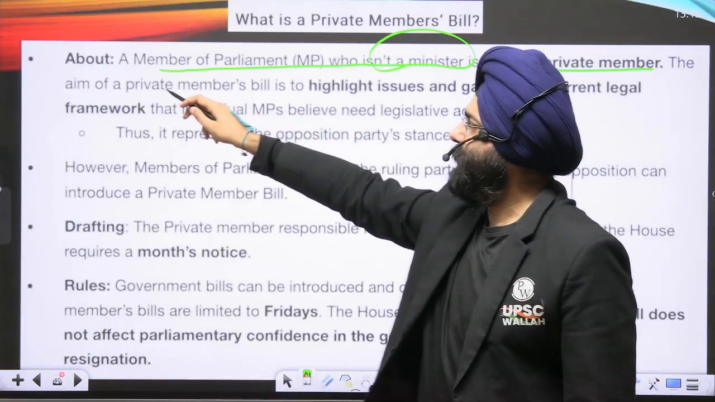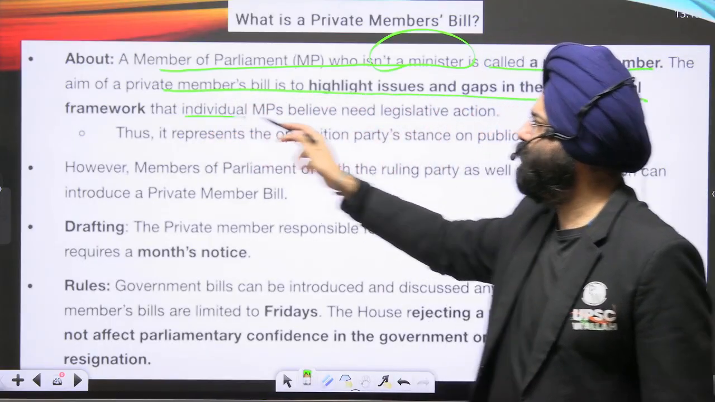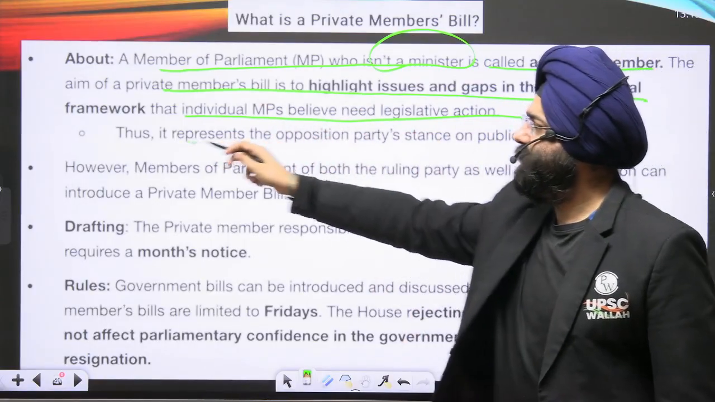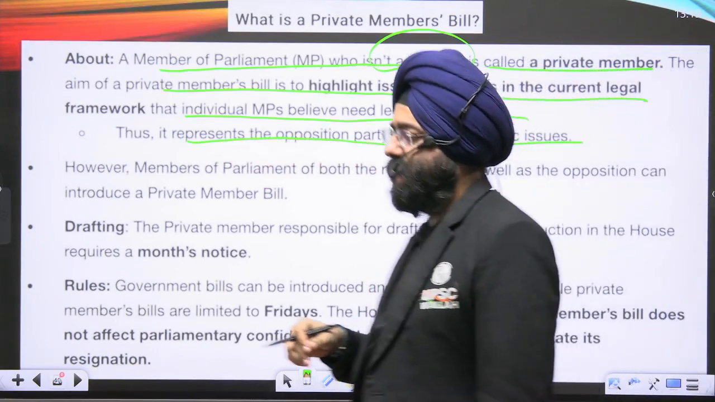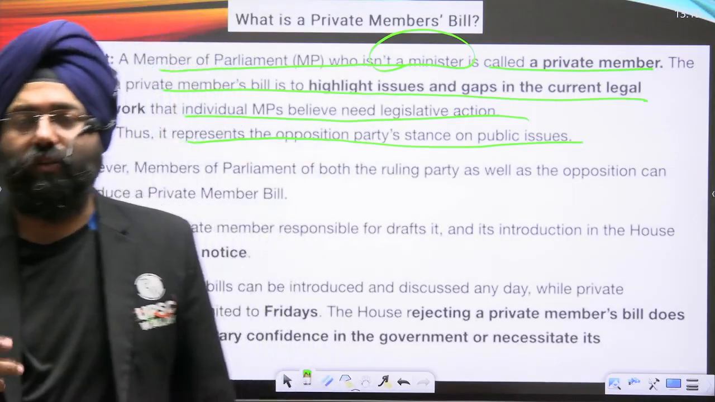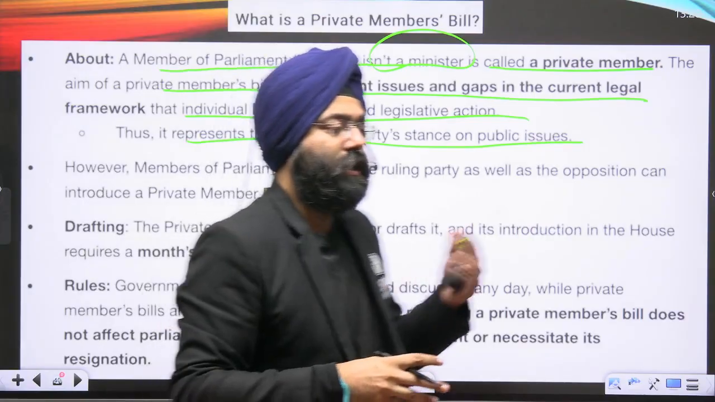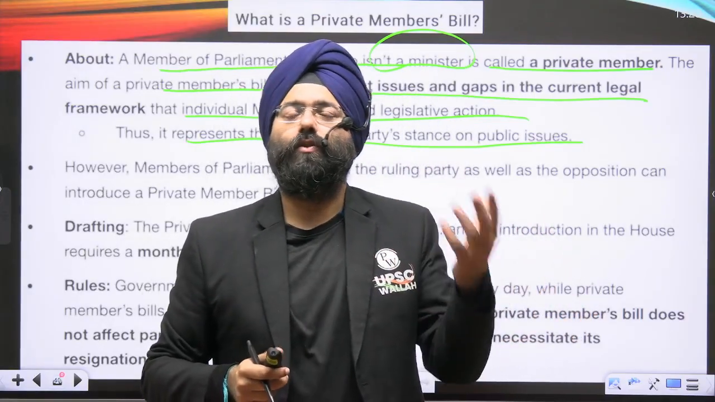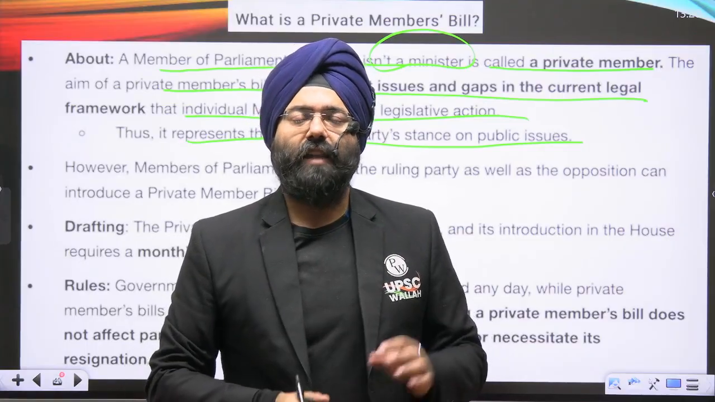The aim of a private member bill is to highlight the issues and gaps in the current legal framework that individual MPs believe should be addressed. Thus it represents the opposition party's stance on public issues. Please understand, mostly the private member bill is introduced from the side of the opposition. Why? If a person from the ruling party tries to introduce a bill, since the government is ruling, they would say you are going against the instructions or guidelines of the government or the whip, and so they generally refrain.